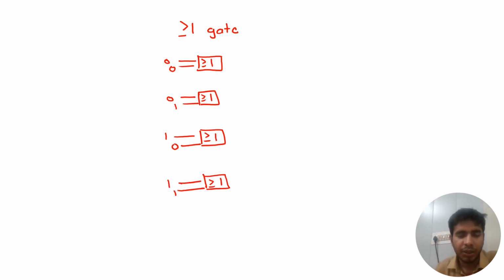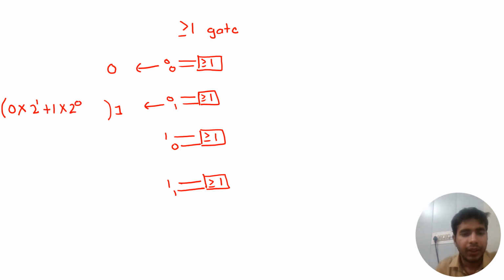So let's understand what 0 0 means. 0 0 means in decimal notation 0. 0 1 means in decimal notation 1. How do we get this? You get this by 0 times 2 to the power 1 plus 1 times 2 to the power 0. Here we will get 2, that is, 1 times 2 to the power 1 plus 0 times 2 to the power 0, and here we will get 1 times 2 to the power 1 plus 1 times 2 to the power 0.